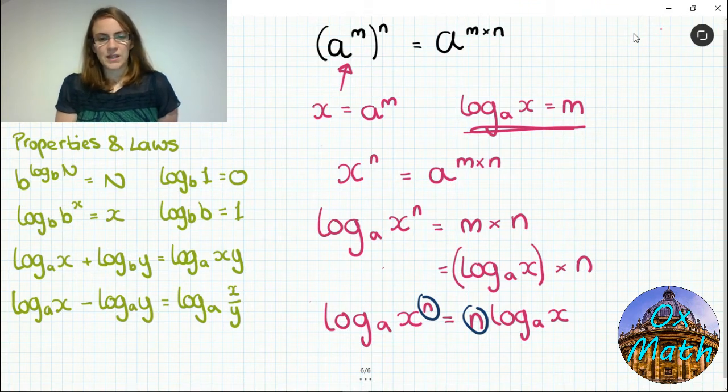So that is really, really useful, because if you have an equation with an unknown power in it, you can use logarithms to bring the power out, so we can reduce an equation with a power in it into an equation with a multiplication in it. And a multiplication is much easier to solve than an unknown power.